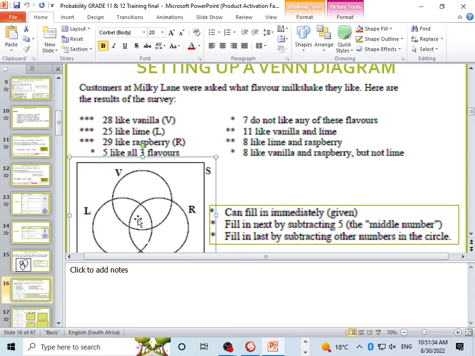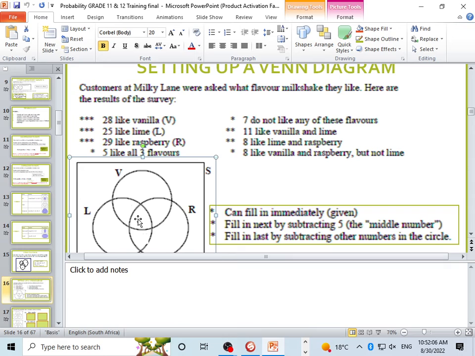Next line. 7 do not like any of these. Where does that go? On the outside, anywhere on the outside. 11 like vanilla and lime. Vanilla and lime. 8 like lime and raspberry. 8 like vanilla and raspberry, but not lime.